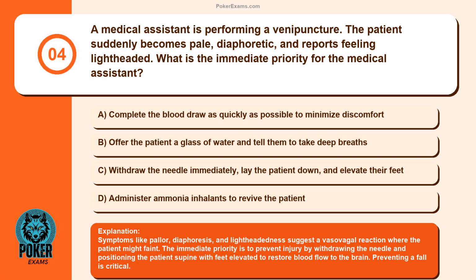Symptoms like pallor, diaphoresis, and lightheadedness suggest a vasovagal reaction where the patient might faint. The immediate priority is to prevent injury by withdrawing the needle and positioning the patient supine with feet elevated to restore blood flow to the brain. Preventing a fall is critical.